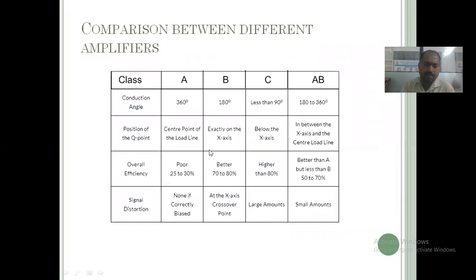Then the position of the Q point for class A is at the center. For class B we have it exactly at the x-axis, near about the x-axis. For class C it is below the x-axis. AB has it in between the x-axis and the central load line. Okay. We have to revise, and we will take some part of this next day.